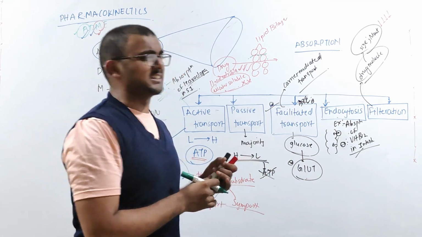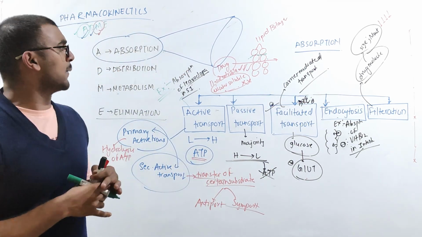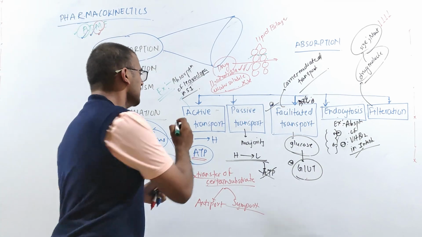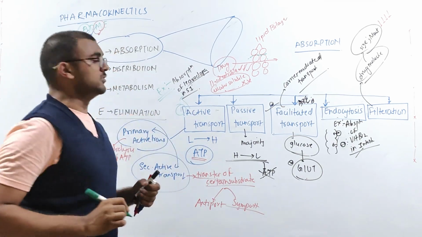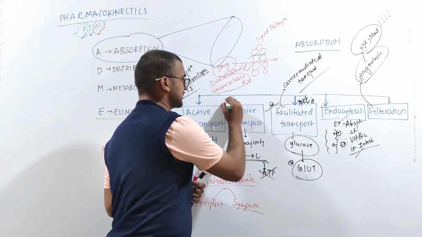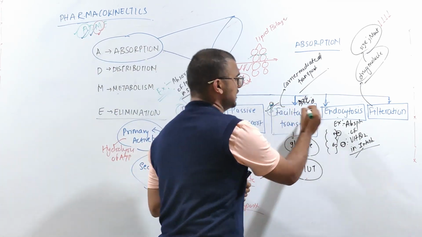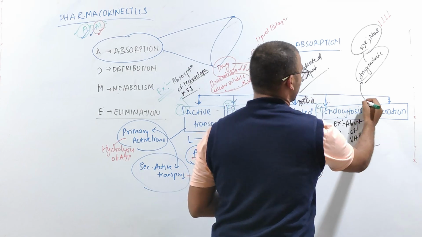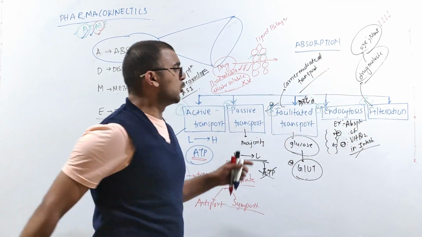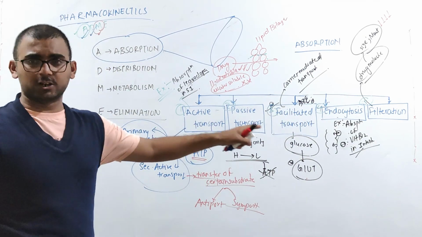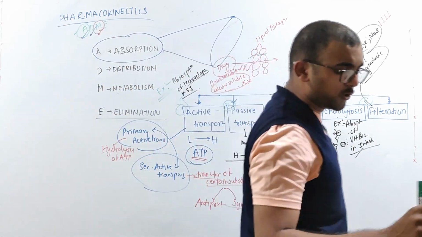These are the various ways in which absorption is going to happen. What are the different ways? First is active transport, second is passive transport, third is facilitated transport, fourth is endocytosis, and fifth is filtration. I hope each and every step is clear. So let's go on to the next one.